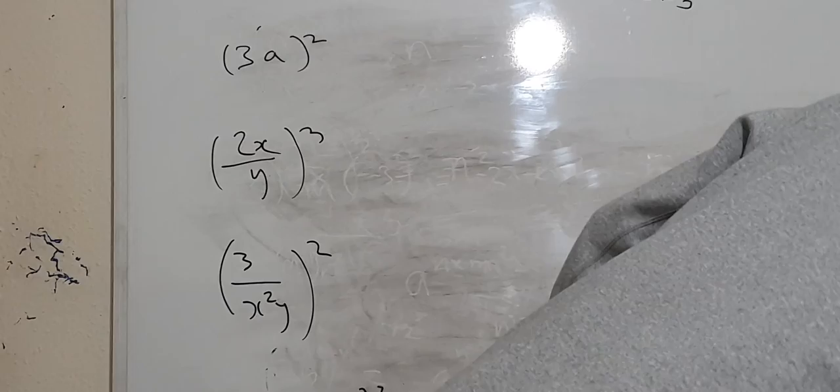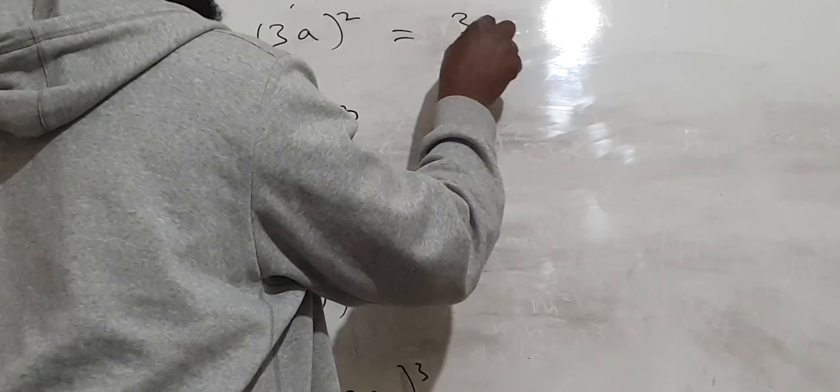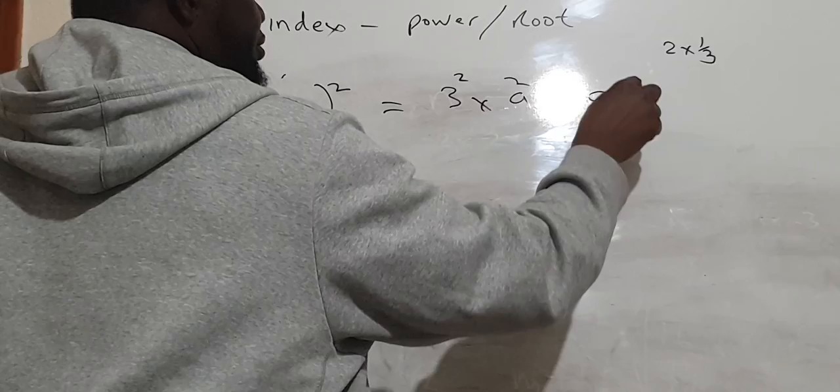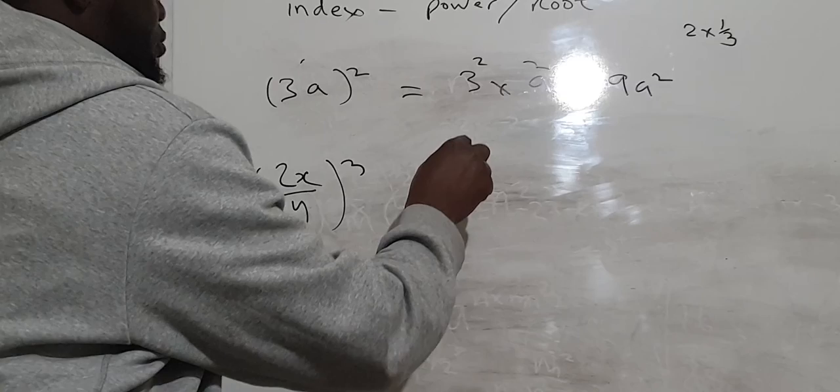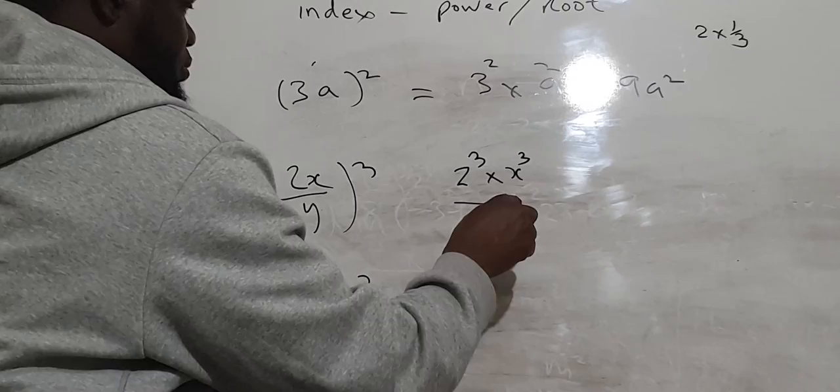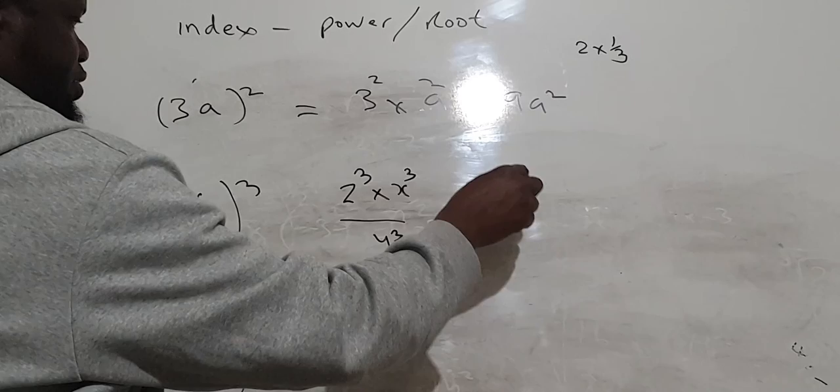The first one is 3a times 3a, which is 9a squared. The second one, 2x over y, is 2x to the power 3 over y to the power 3. This is 2 cubed times x cubed over y cubed, so 8x cubed over y cubed. What about this one?